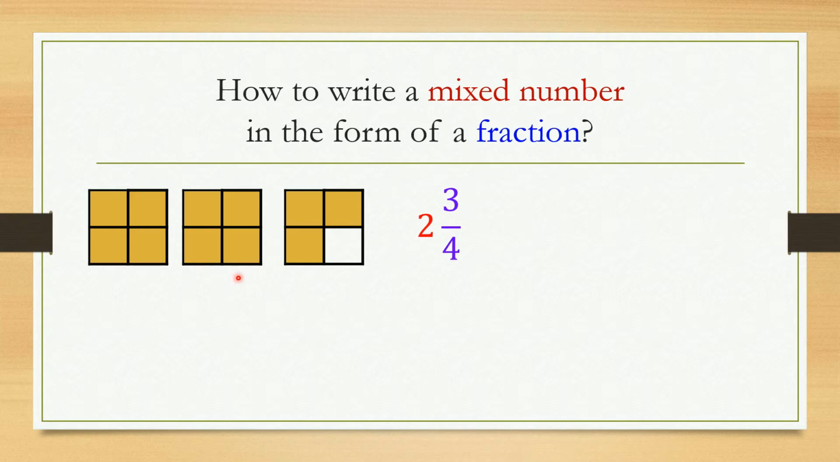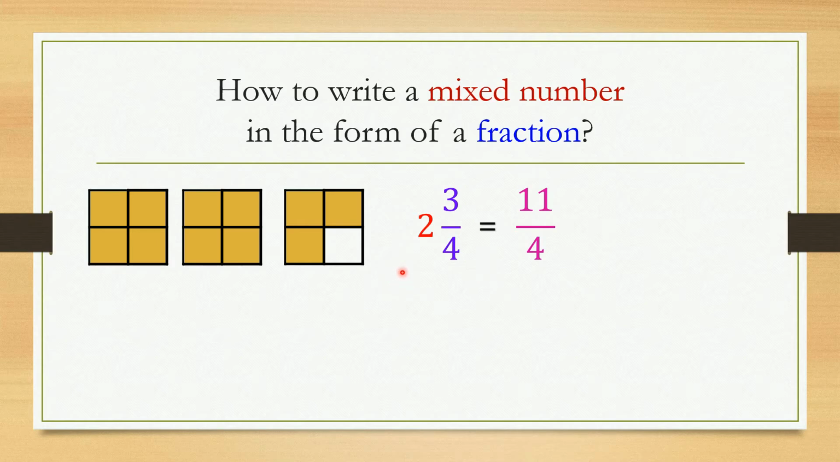Now the numerator is equal to the total number of colored parts. In this figure we have 4 plus 4, 8 plus 3, 11 colored parts. So this mixed number is equal to the fraction 11 over 4. And of course this fraction is greater than 1. It's in fact greater than 2. It's 2 and something. This fraction 3/4 is less than 1, and this is 2 plus something that is less than 1. It's greater than 2, but less than 3.